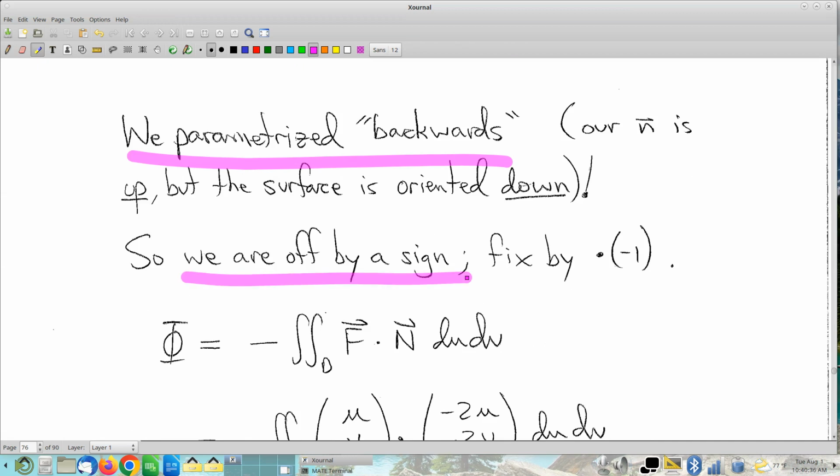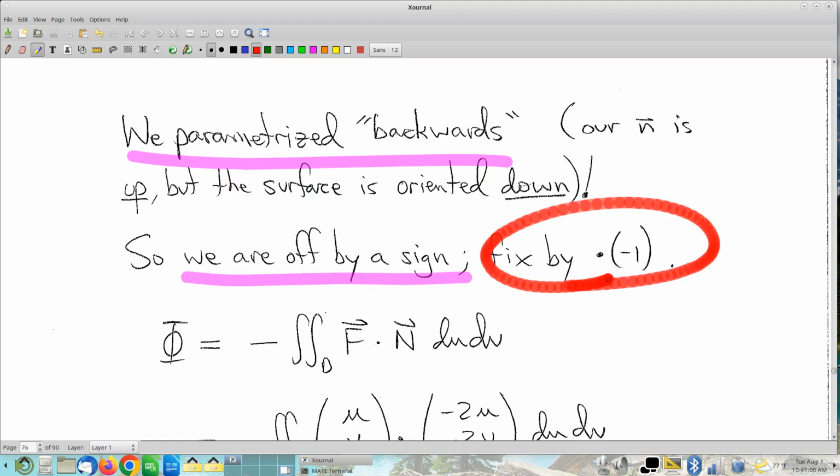Your normal vectors are pointing not just the wrong direction, they're pointing exactly, perfectly wrong direction. And perfectly wrong means only off by a minus sign, right? So all you have to do, if you find yourself in this situation where you've parameterized the wrong way, just insert a minus sign. And you're good.